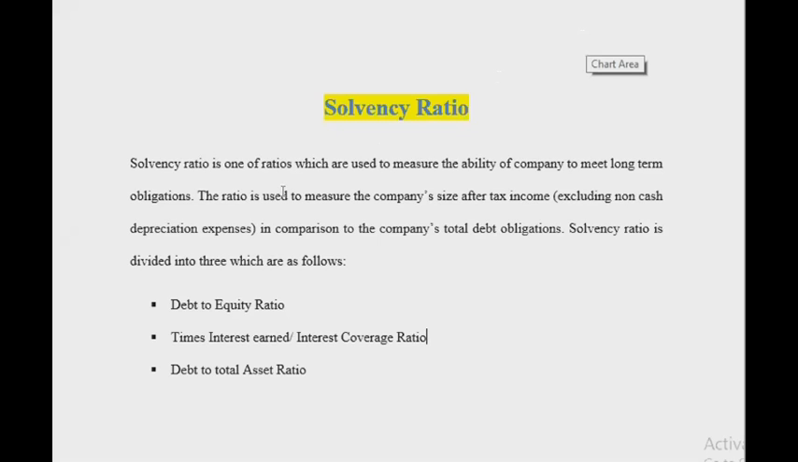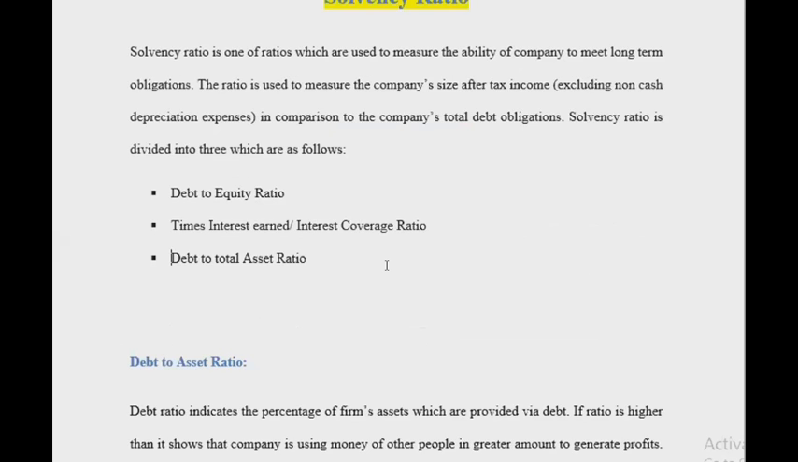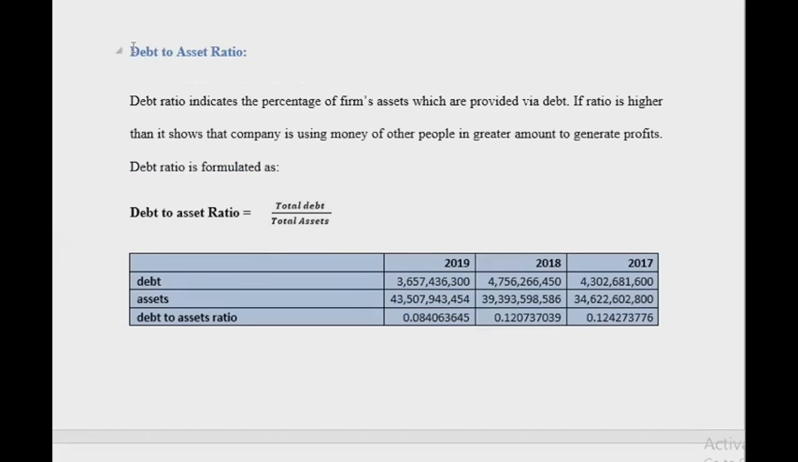company. So solvency ratios are the tools to judge the ability of the business to pay back its debts in the long-term period. Here are different formulas like the debt to equity ratio, times interest earned or interest coverage ratio, and third is debt to total assets. Let's discuss them one by one, starting with the debt to assets ratio.